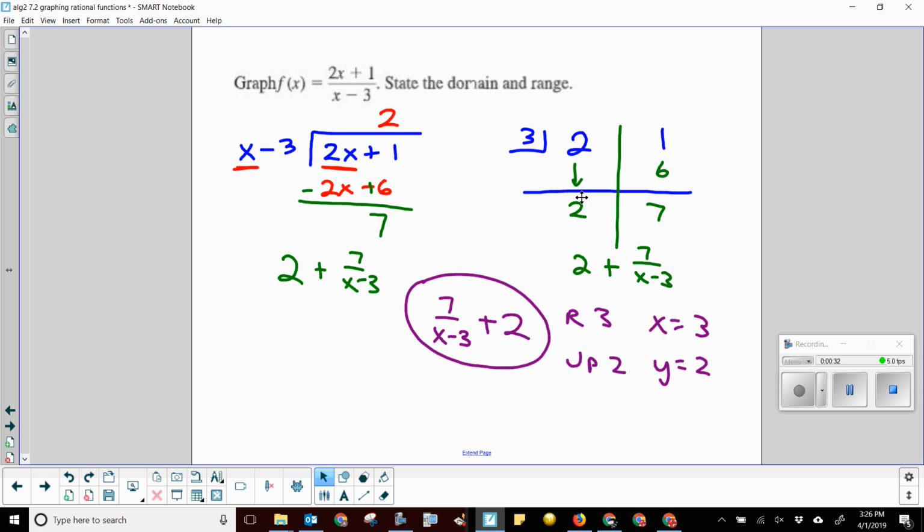Or synthetic division, drop the first number. Just make sure this went from -3 to +3. Change the sign. Drop the first number. 2 times 3 is 6. And look, we get the same thing.